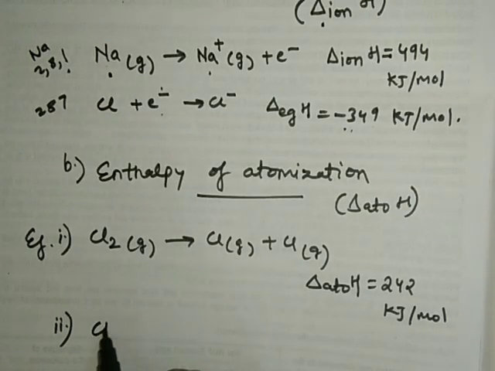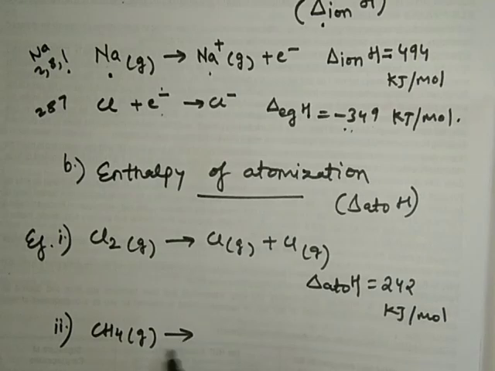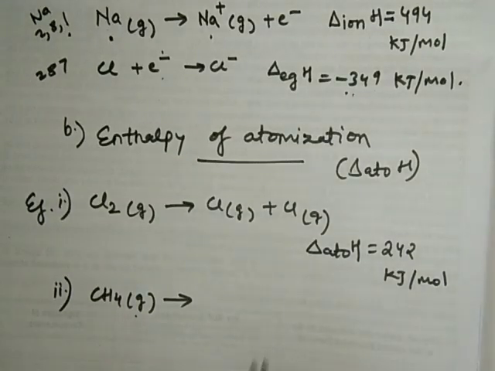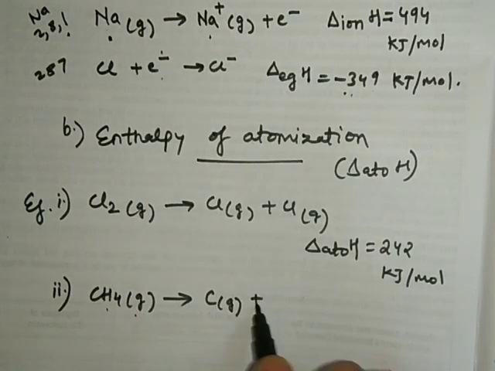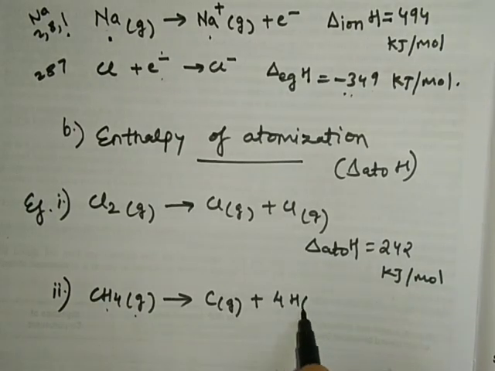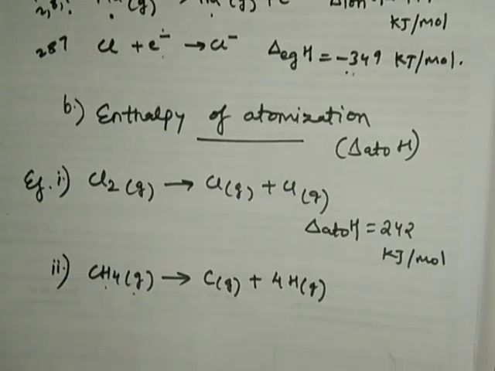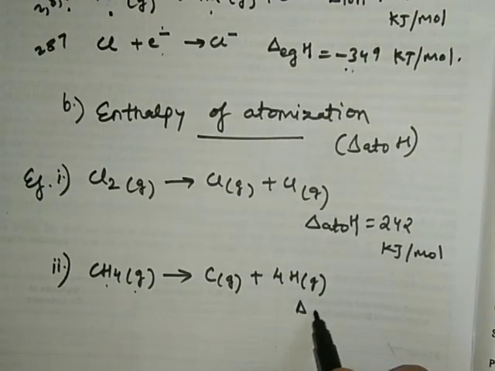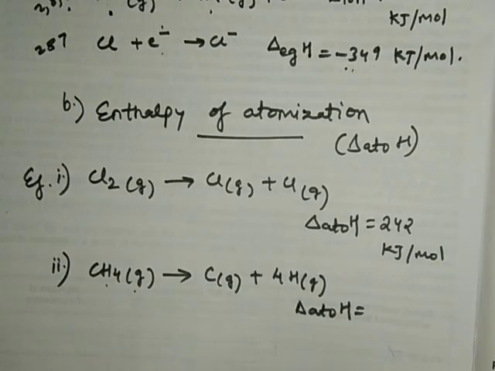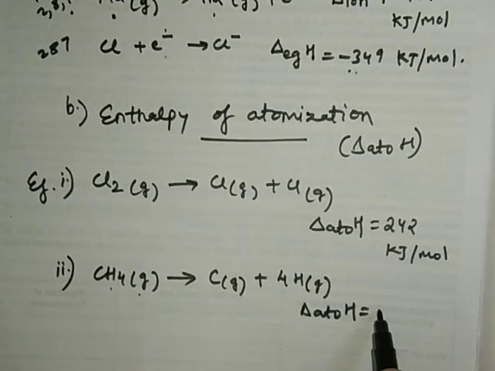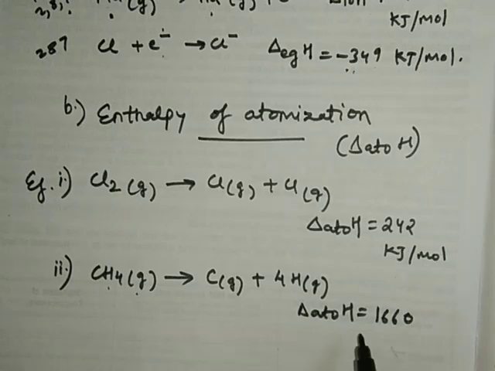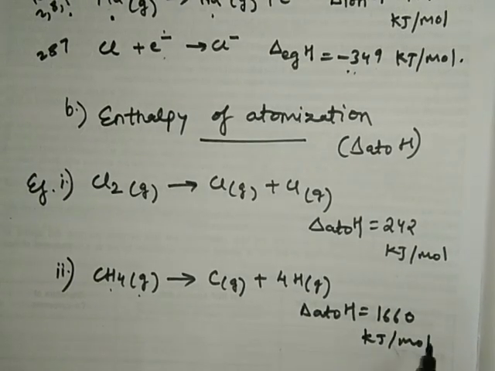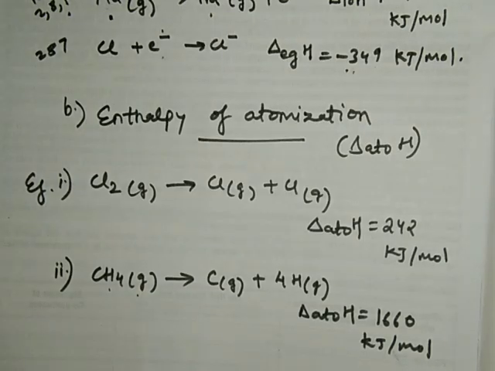Suppose you are having methane. We know methane is a marsh gas. It is in the gaseous state. How will it break? If all the 4 C-H bonds break, what will be the product? One carbon atom and 4 hydrogen atoms will come. Then this process is atomization. And in this process, the enthalpy of atomization will be very high because here 4 bonds have broken, and this is 1660 kilojoules per mole. Okay, so in enthalpy of atomization, what happened? One molecule broke into its gaseous atoms.